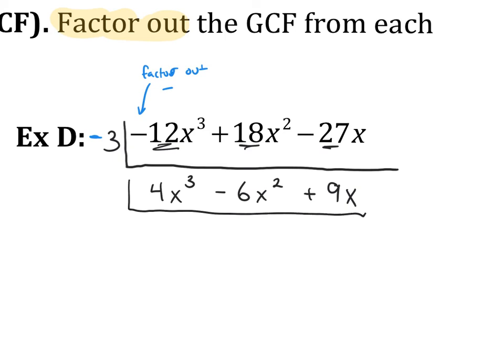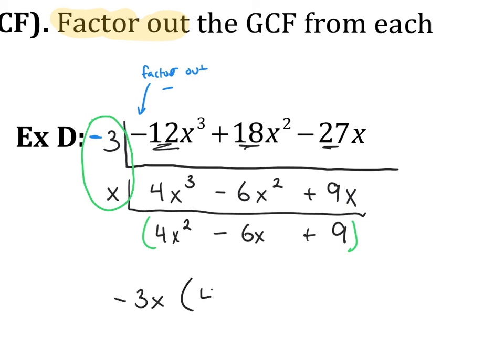So what can we pull out here? I can pull out an x, so let's go ahead and do that. Pull out an x from each one of them. So this is 4x squared. This here gives me a 6 and an x, and this one here is left with a 9. The x goes away. And notice there is no common factor in all of these, so this component right here is one group, and the monomial is the one that's outside. So negative 3x times 4x squared minus 6x plus 9.